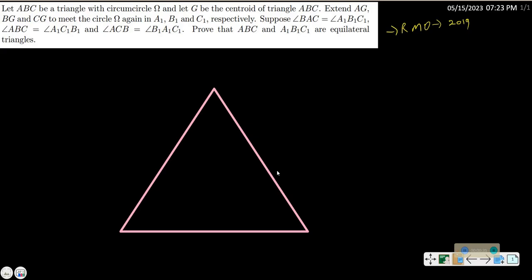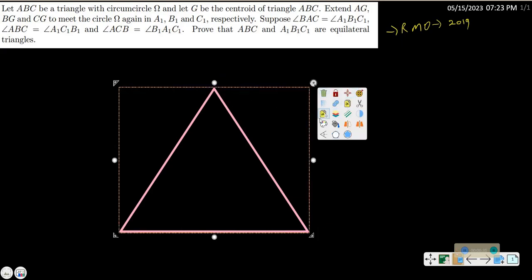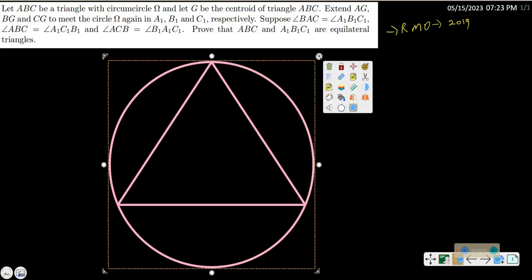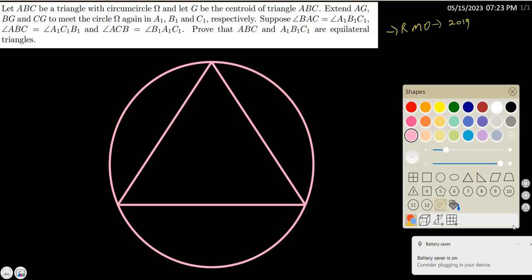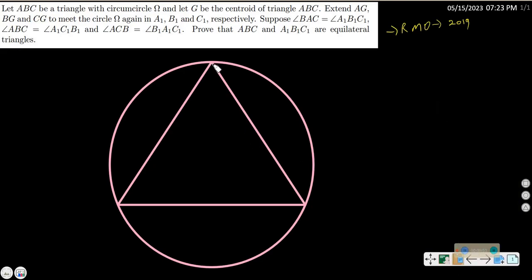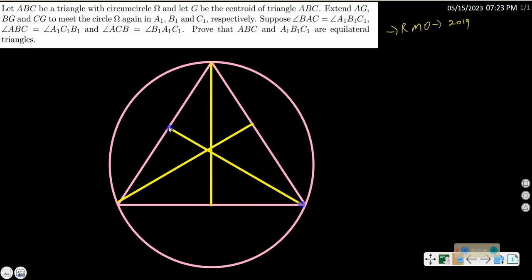First of all, let's draw its circumcircle omega, that is given. Right, so this is its circumcircle, and now let's draw its centroid. The centroid is the intersecting point of all the medians, so first we have to draw all the medians. This is the diagram when we draw all the medians. Now this point would be the centroid, so let's label this point as G.